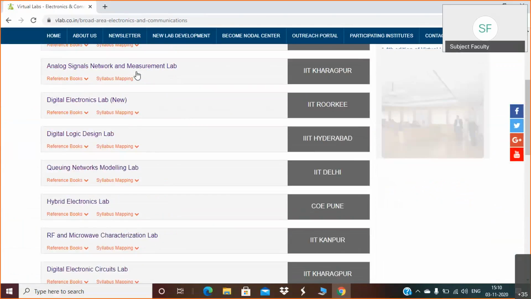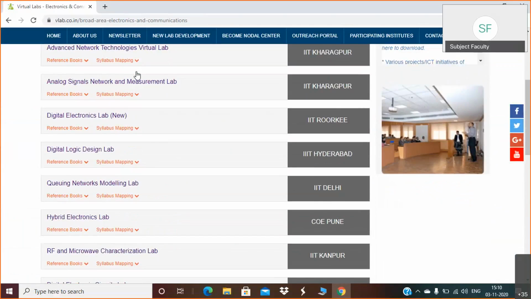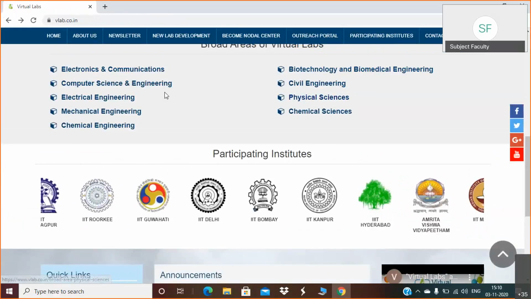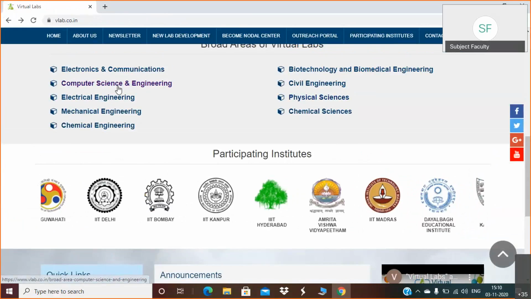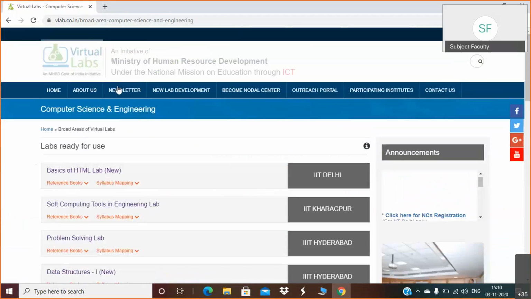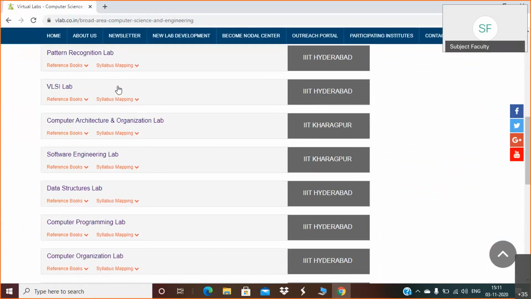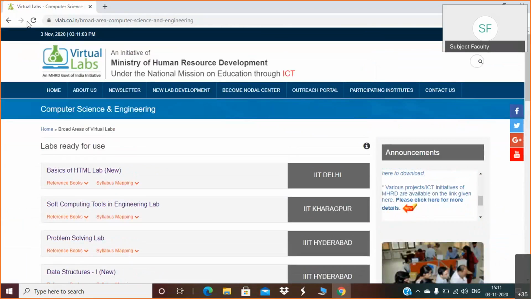Again, under that, I guess computer science is also there. Okay, so computer science and engineering is also there. You can also visit that. Lots of labs are already available. Okay, so just go through them.